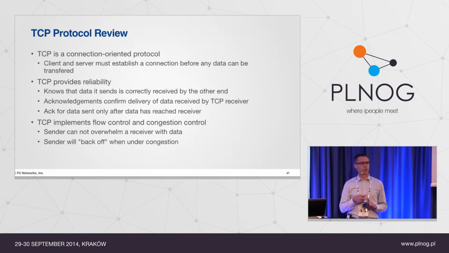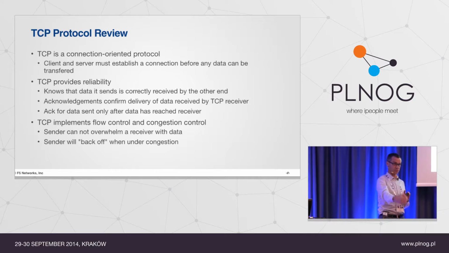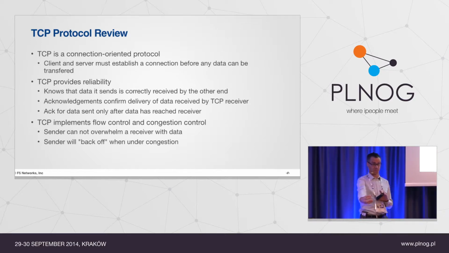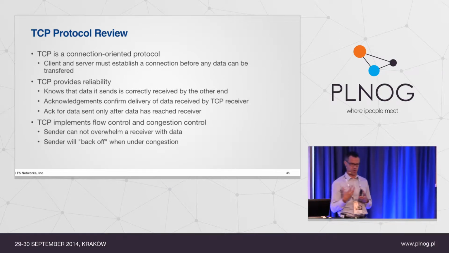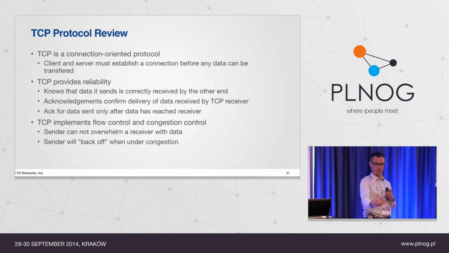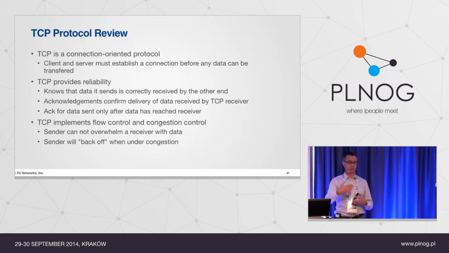The second important property is reliability. TCP provides reliability in the sense that the sender always knows when the receiver has received the traffic that the sender has sent to it. And this is done by an explicit acknowledgement scheme. So the receiver acknowledges data received from the sender so that the sender knows, okay, I can move on and send the next data, or I may have to retransmit data if some data got lost.